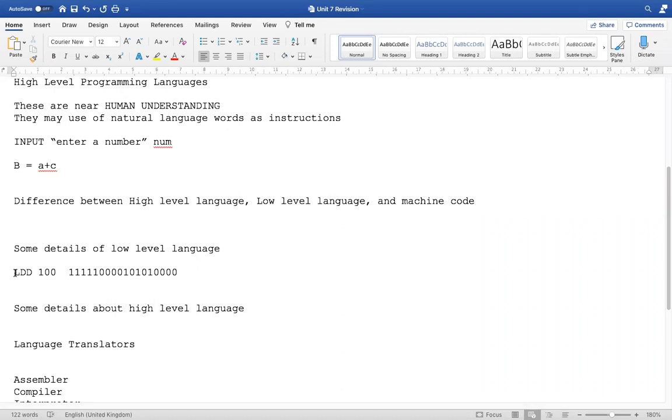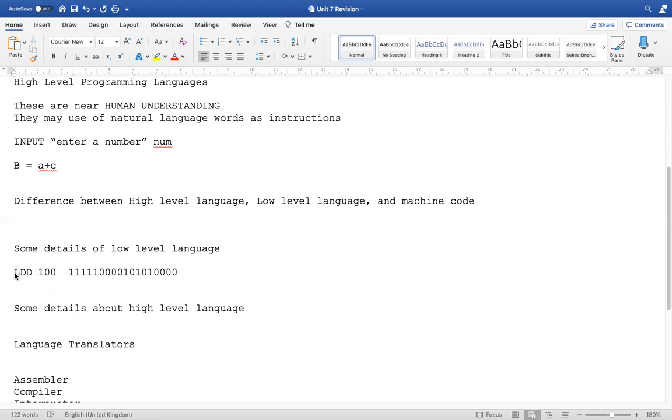So it is actually relatively simple to translate. All I need to know is the binary code for LDD, and I simply replace the LDD with the binary code that represents LDD. Similarly, I replace the 100 with its binary code in the operand portion, and there you go, I have the machine code instruction. So the translation process is relatively simple, and each line in assembly language code will result in only one line in machine code.